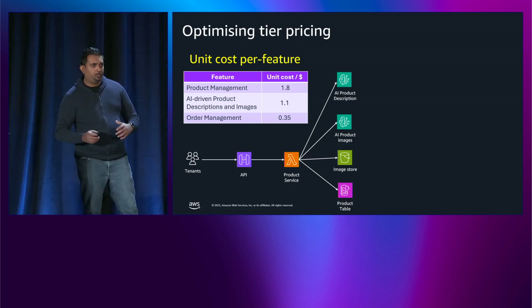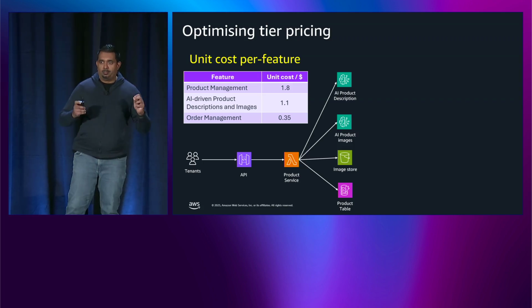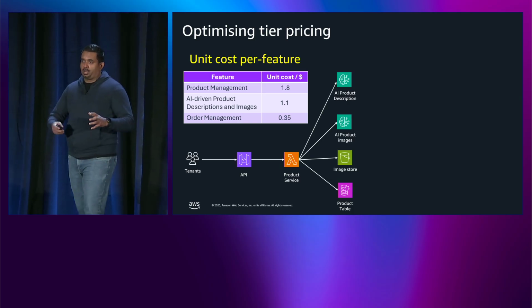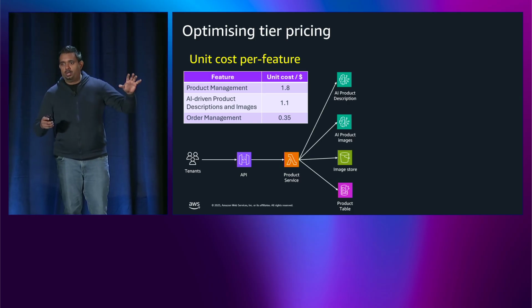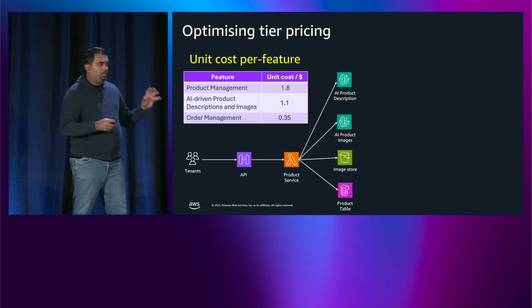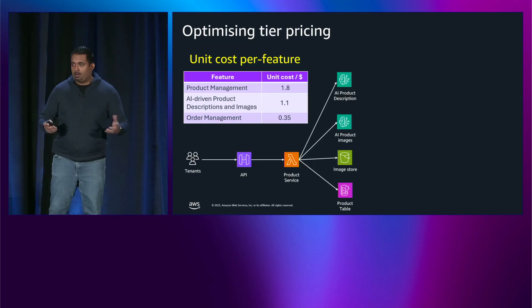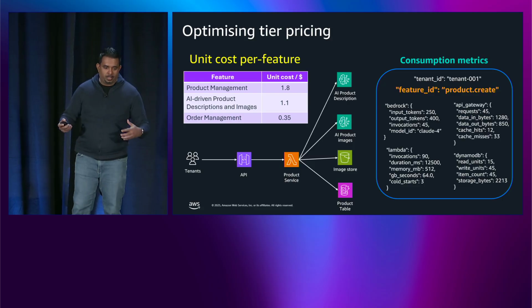Why is it important? Because most of our SaaS applications are driven by product features, and then we categorize or group these features into different tiers, and we provide a pricing value. Because of that, the unit cost of the feature will have a direct impact on the tier pricing. But how can we get it? It's actually simpler than we think.